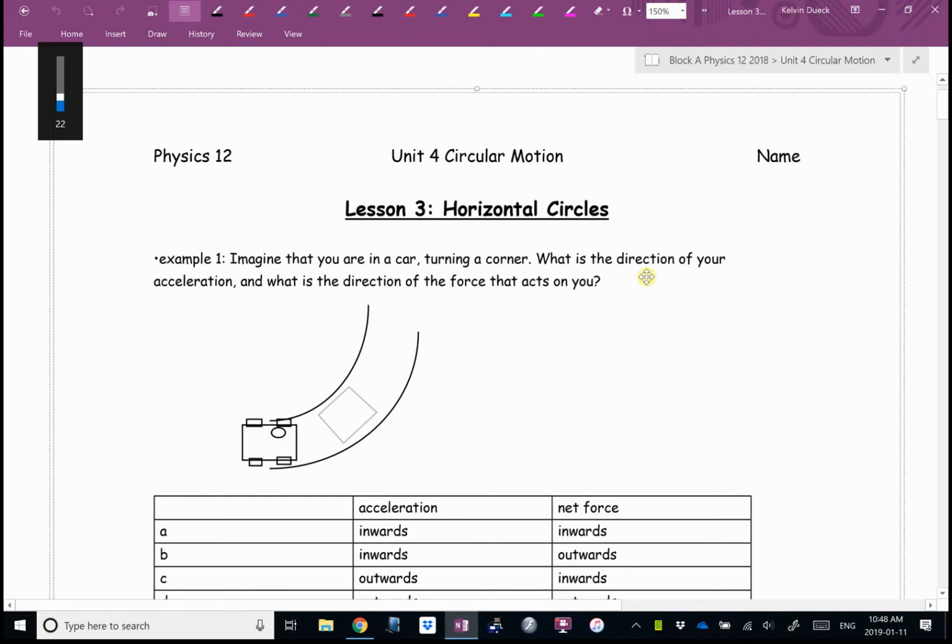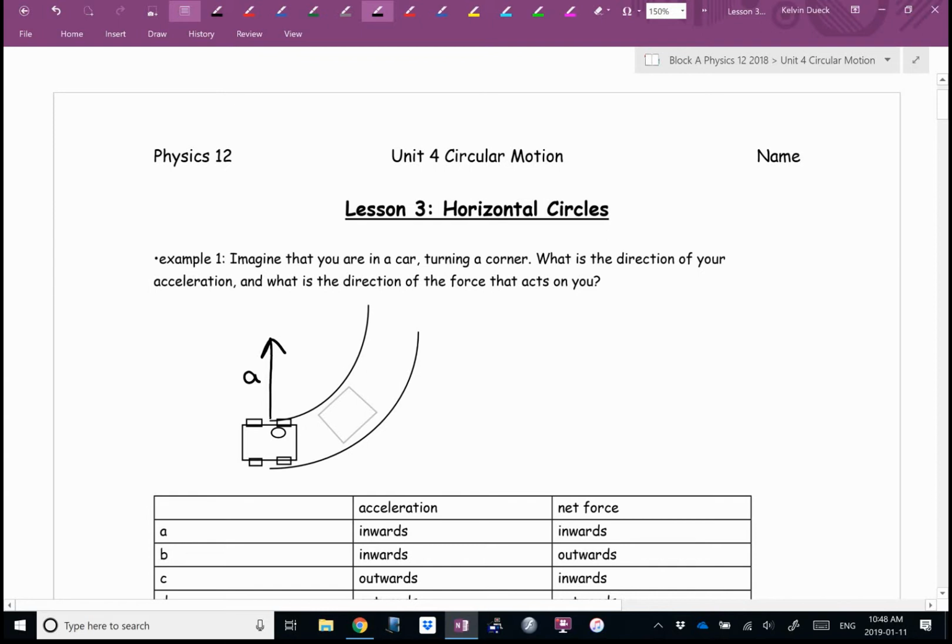So, horizontal circles. I'd like you to imagine that you're in a car turning a corner. This is a top view. What's the direction of your acceleration? What is the direction of your acceleration? Hopefully by now I've convinced you of this. Which way are we accelerating? So let's all of us draw a little arrow pointing that way. Let's call that A.